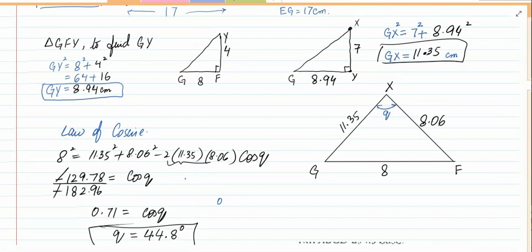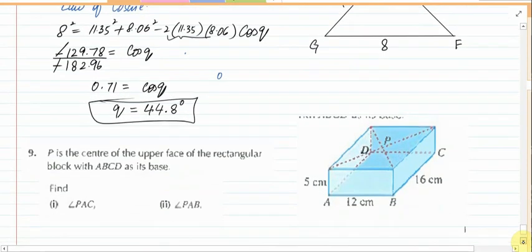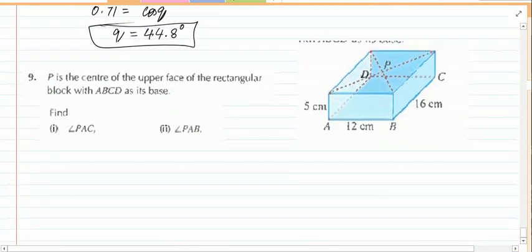Now after this question, moving on to the next one. I hope now you have a clear idea how we solve this question, how we split the triangles to find the prerequisite unknowns, and then use these unknowns to find the final answer. Now that is question number 9.